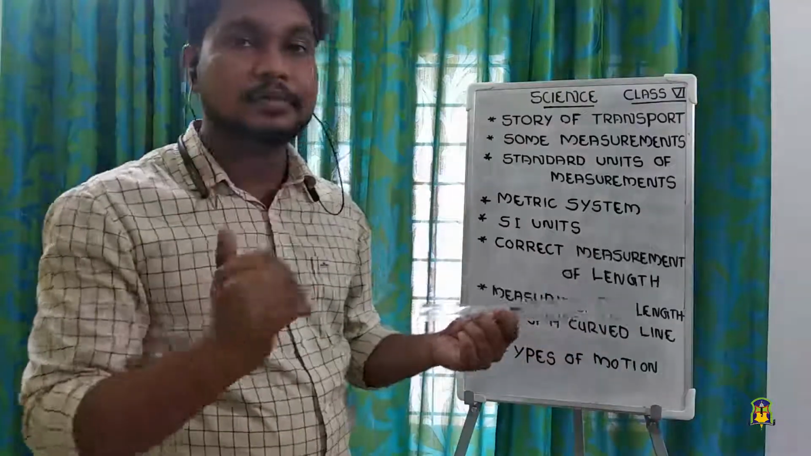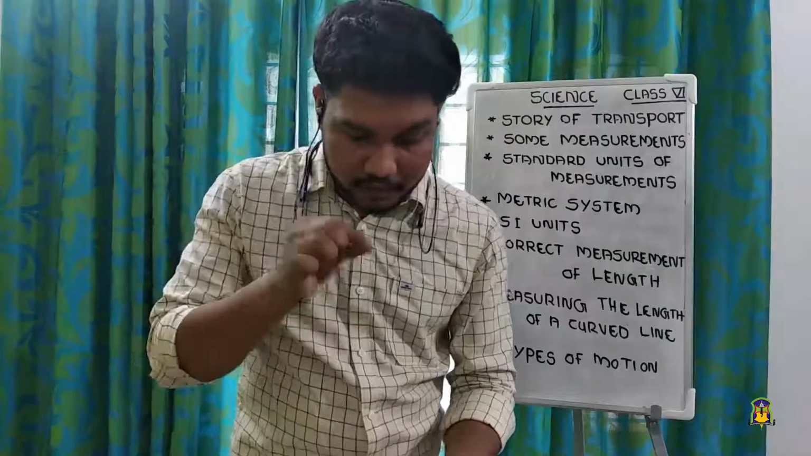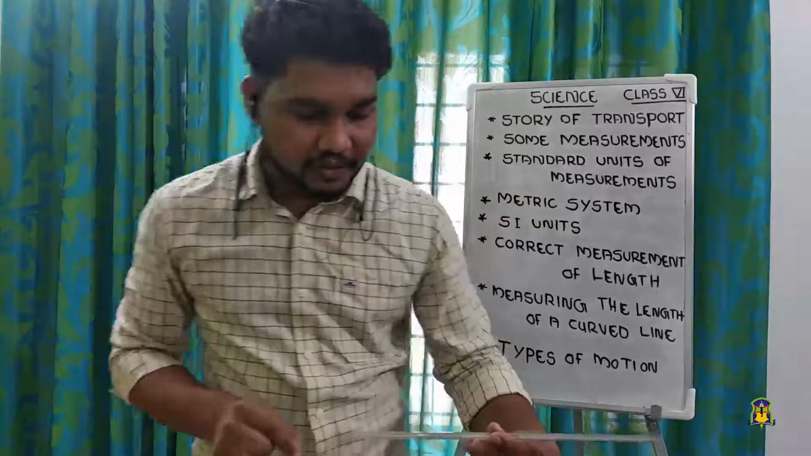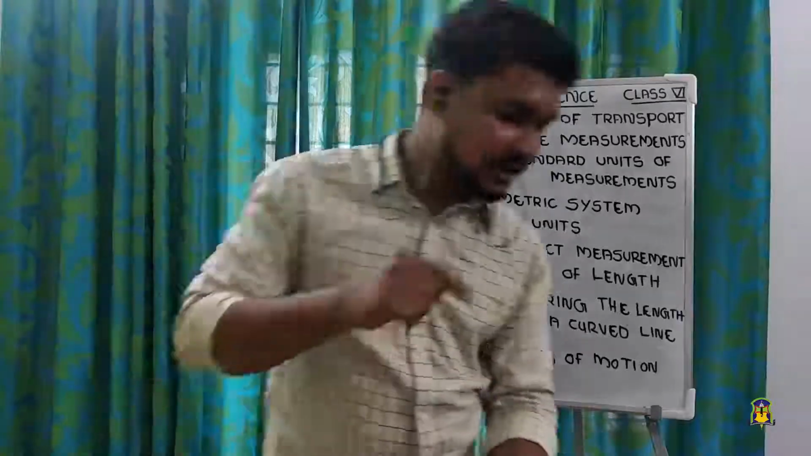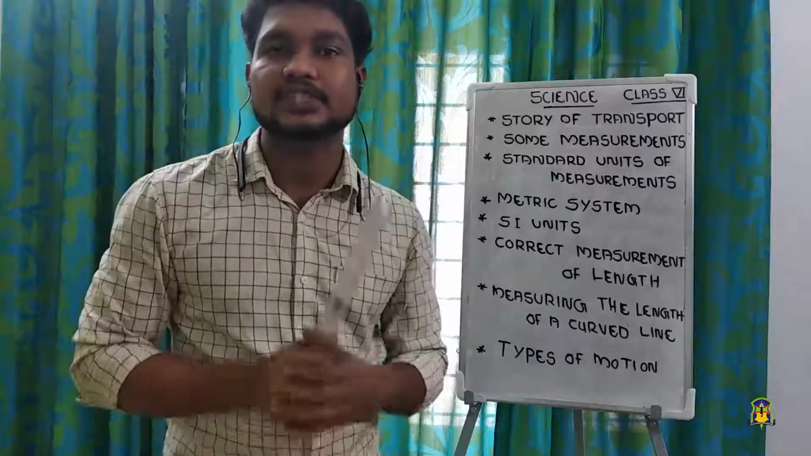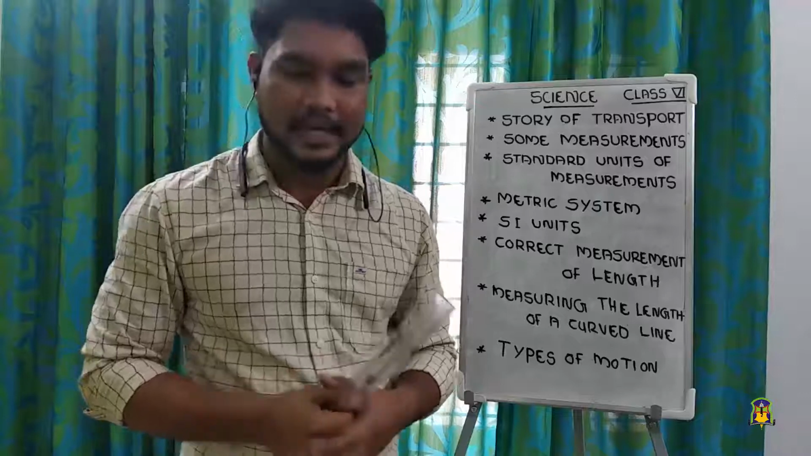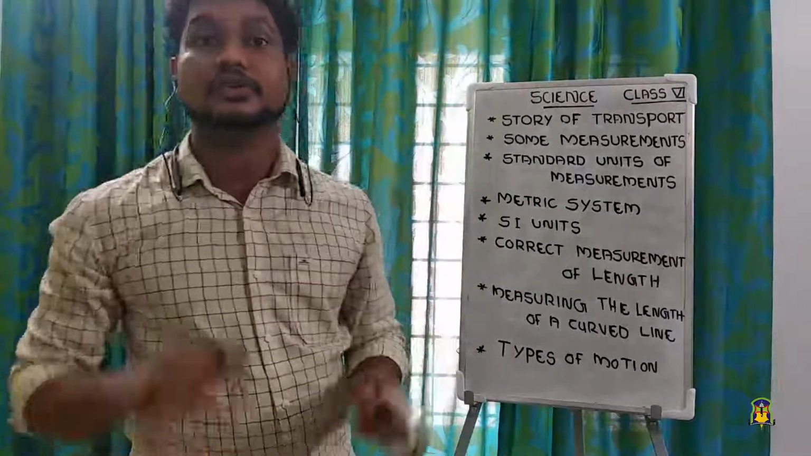Then the third precaution: when we take the measurement, just look straight only. If you try to look from this side or the other side, we will get the wrong answer. So these are the precautions to take while taking the measurement. Clear?